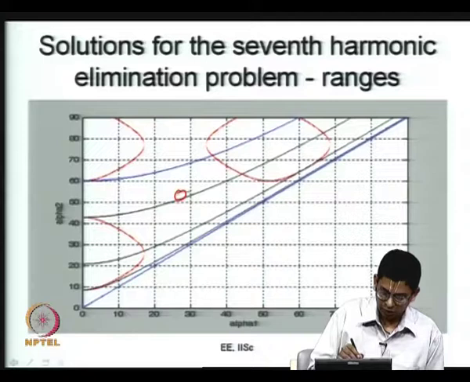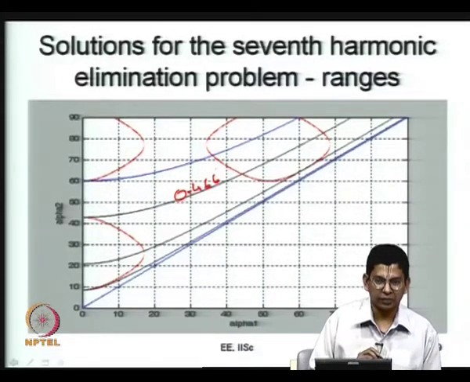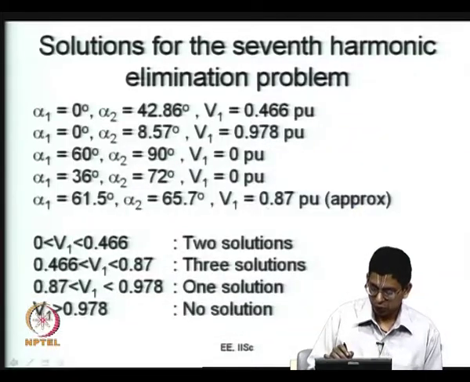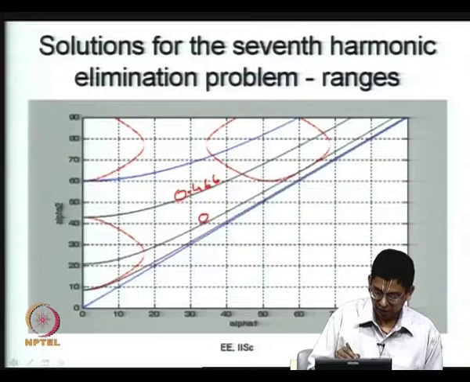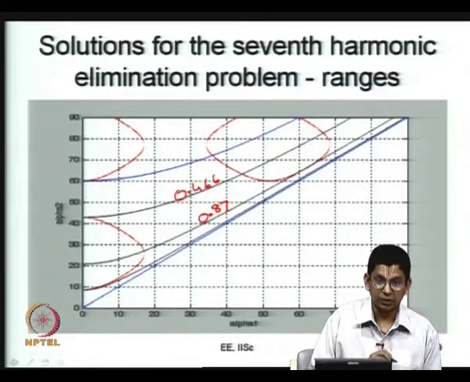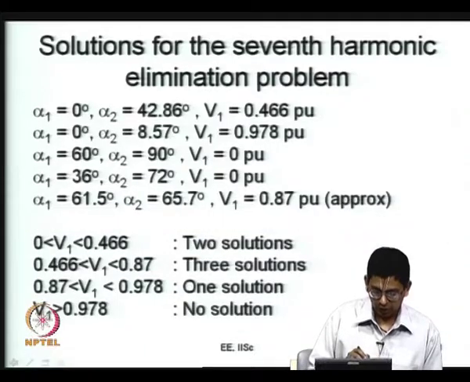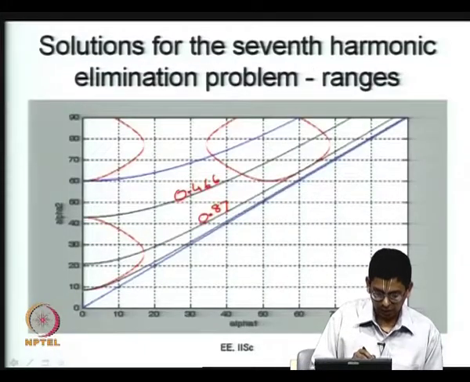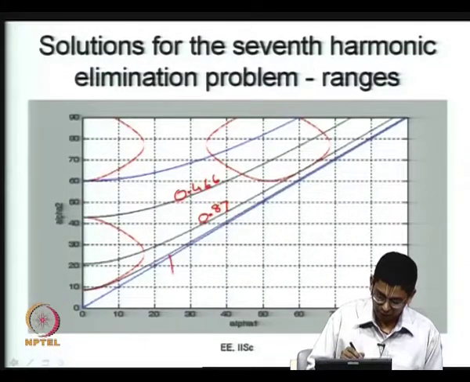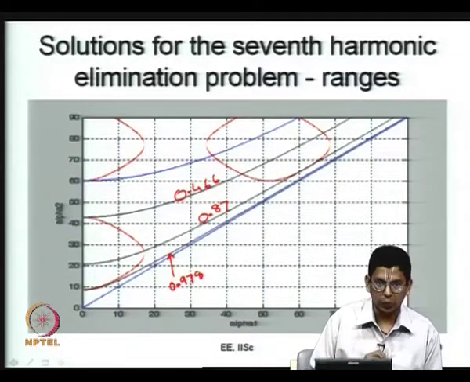So, this is 0.466. Between 0 and 0.466 is one range where you can get 2 solutions, and then you have 0.87. Between 0.466 and 0.87 you get 3 solutions, and finally, you have 0.978. At this point it is 0.978, and this black curve is very close to V1 equal to 1 per unit.